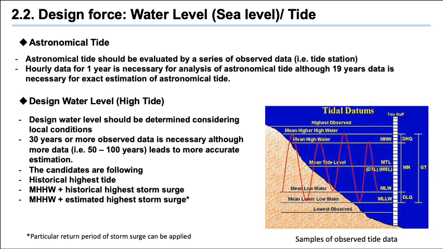30 years or more observed data is necessary, although more data leads to more accurate estimation. The candidates of design water level are following. First is historical highest tide. The second is mean high water level plus historical highest storm surge. The third one is mean high water level plus estimated highest storm surge. The particular return period of storm surge can be applied, such as 50 years or 100 years.